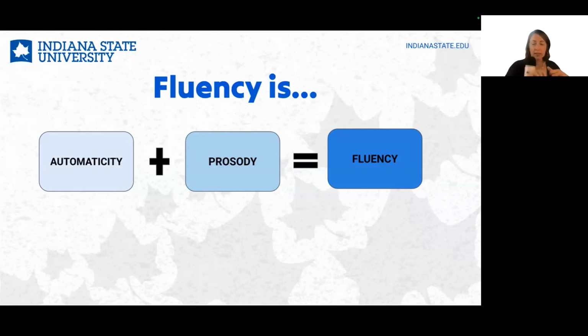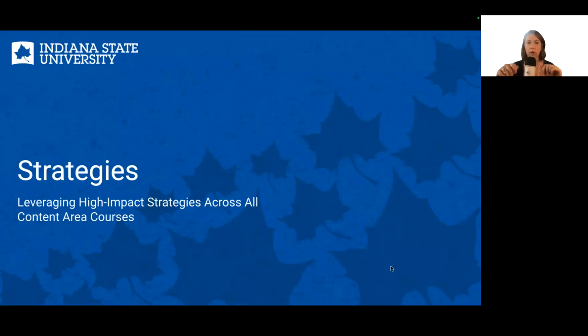So automaticity: my sight words, flashcard words, just lots of word exposure. Prosody: doing things like reading poetry out loud, doing plays or readers' theater out loud and practicing my lines. That develops prosody. So working and practicing those two skills can create fluency. So we are going to move into some strategies now, what this actually looks like in the classroom.